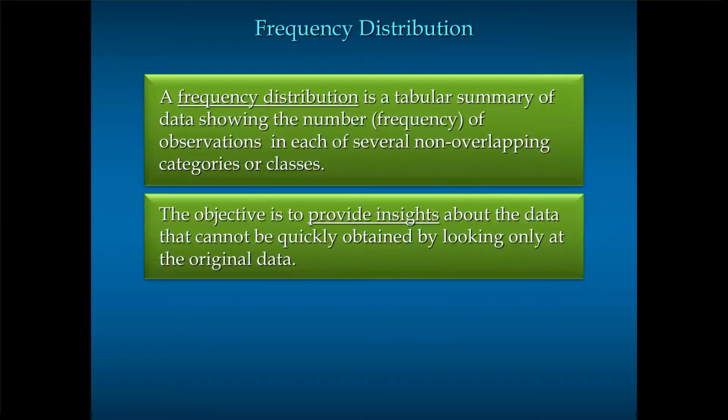So by looking at that, it will be very easy to know the general information about the whole population. So the objective for the frequency distribution is to provide insights about the data that cannot be quickly obtained by looking only at the original data. So you can think about the faculty's assessment report again. Looking at the frequency distribution, the faculty can very quickly conclude whether the major part of the class meets the expectation or not, so that they can further apply a certain teaching strategy to increase students' performance.